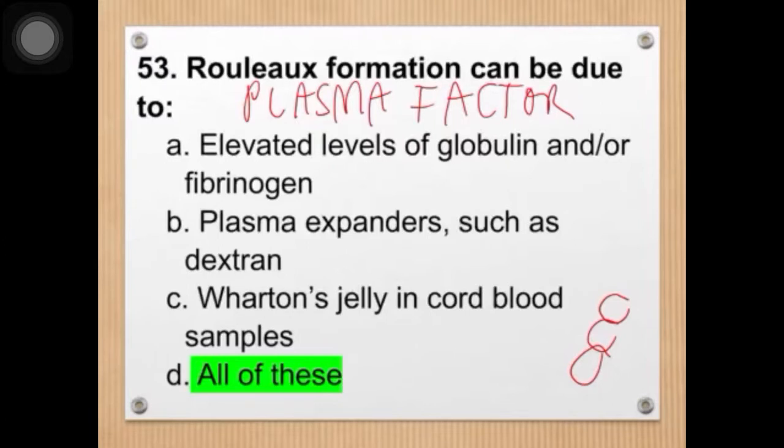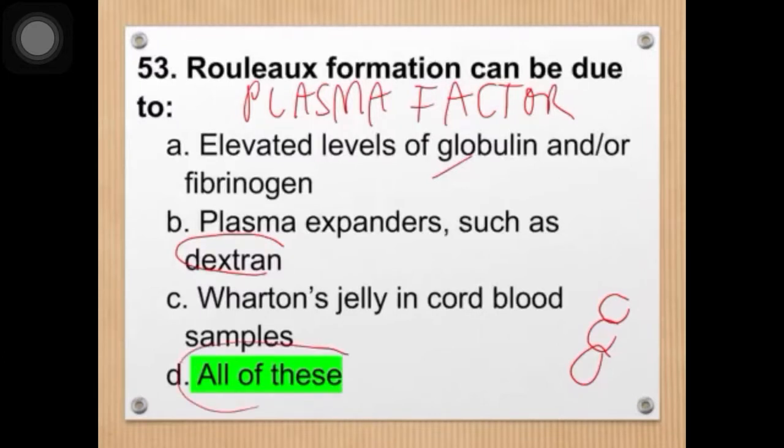Ano pong cause ng rouleau? Elevated plasma globulin, for example, in patient with multiple myeloma, elevated plasma fibrinogen, presence of plasma expander dextran, or kaya sa cord cell, Wharton's jelly. Sa baby to avoid rouleau, anong ginagawa sa red cell? Wina-wash. Paano mo naman po i-differentiate ang rouleau from true agglutination? Ang job of NSS will disperse rouleau formation. True agglutination will remain intact. So, correct answer, all of this.